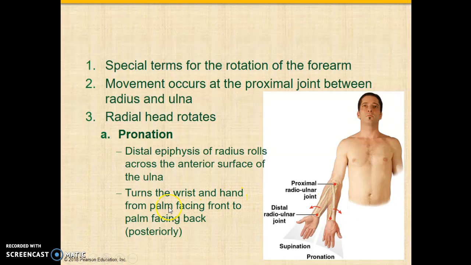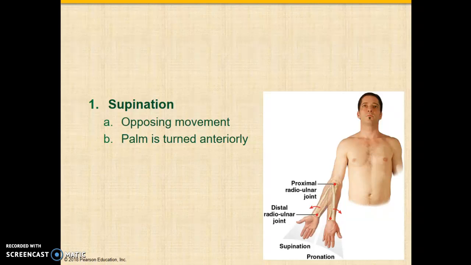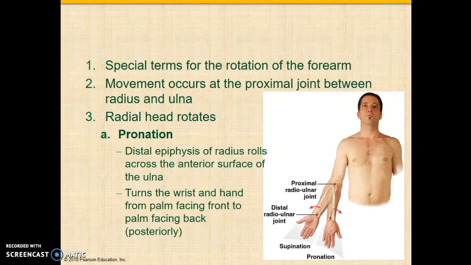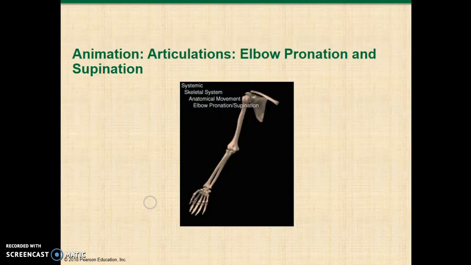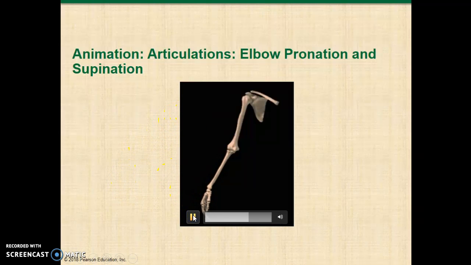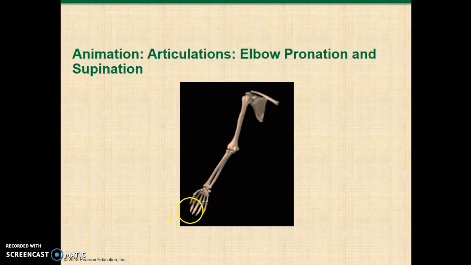There's a special term for rotation of the forearm. Let's look at the next one first. If you are a waiter and you're carrying a soup, think about your palm turned up to hold that soup. That is supination. The opposite is moving your palm backwards in anatomical position. That would be pronation. Pronation, supination.